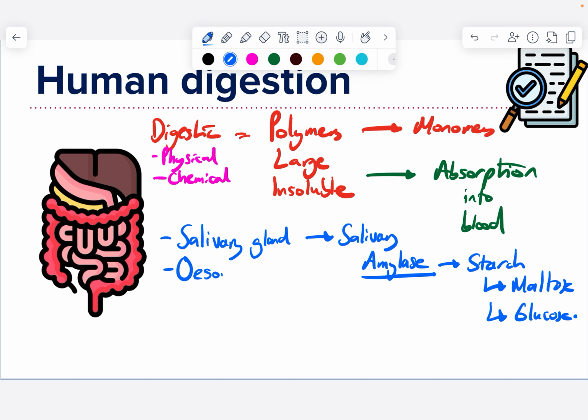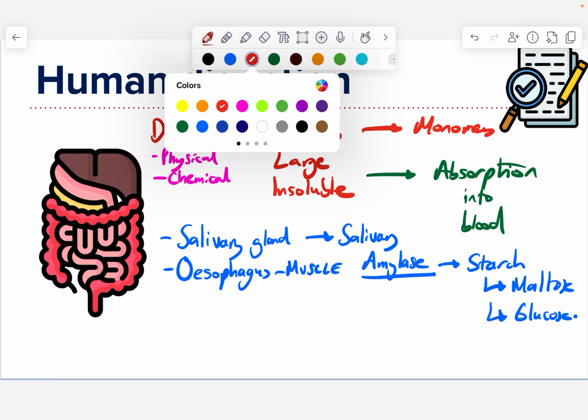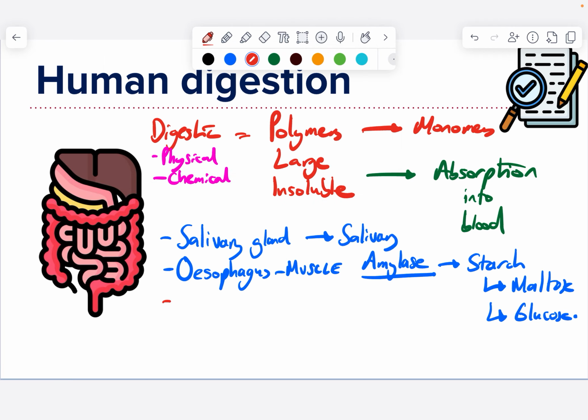As we move down, we then get to the esophagus. Just check the spelling of esophagus as well. The esophagus plays a large role in physical digestion, because it is a very large muscle. We then move on to looking into the stomach, which is this one. The stomach is involved in physical digestion because it has a muscle.